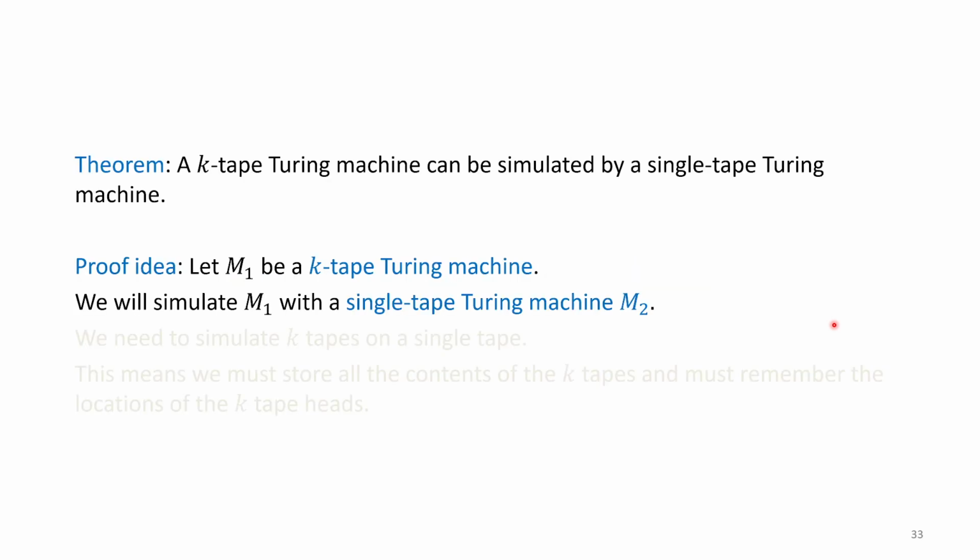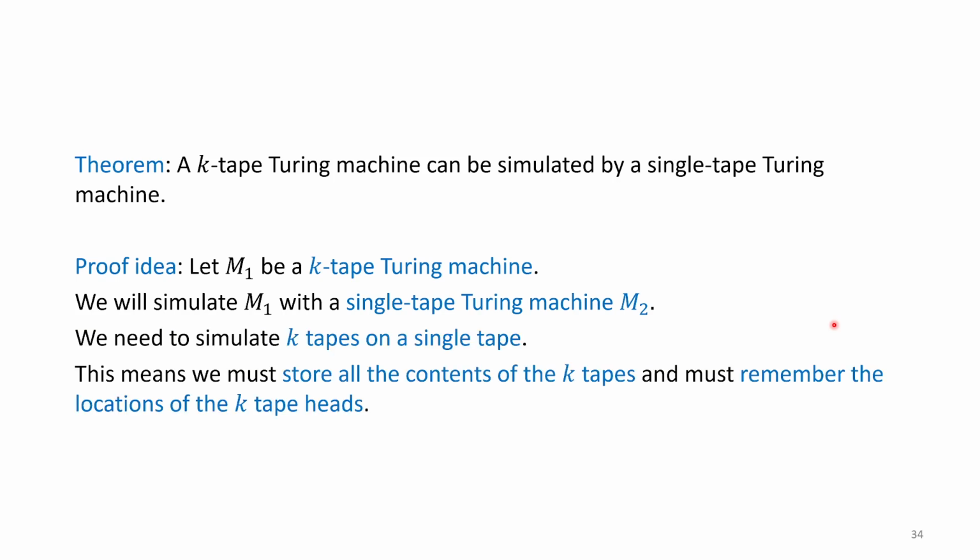All right, so I'm going to do it slightly more generally. I'm going to instead show that a K tape Turing machine can be simulated by a single tape Turing machine, or our standard default model. So again, we're going to start out with just any arbitrary K-tape Turing machine. We're going to simulate it with a single tape. So what do we need to do? We need to simulate K different tapes on the one tape. That means we need to store all the contents of the K tapes on one tape.